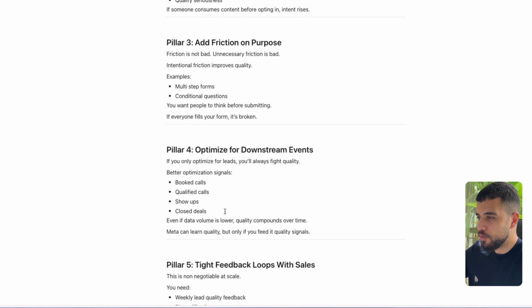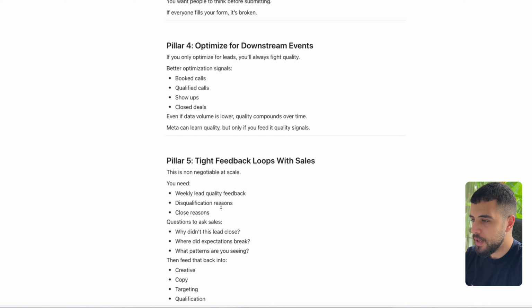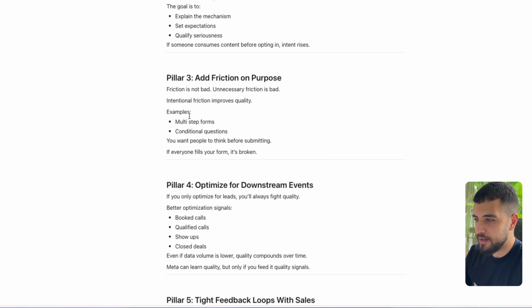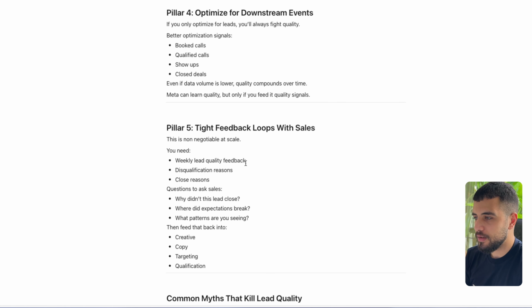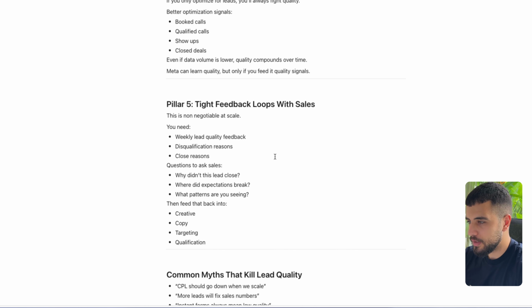And again, the way to do this really depends on your tech stack, but it's doable with every tech stack, basically. Pillar 5 is tight feedback loops with sales. Even if at this point you have everything dialed in and things are good, you need consistent feedback loops. Weekly lead quality feedback, disqualification reasons, and close reasons. Questions to ask sales: why did this lead close? Where did expectations break? And what patterns are you seeing?